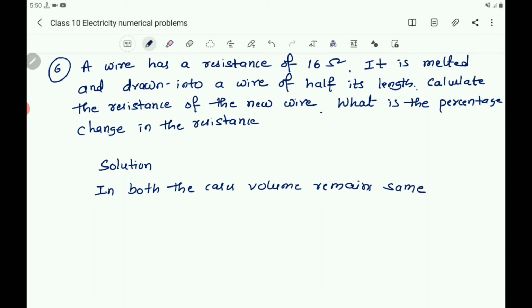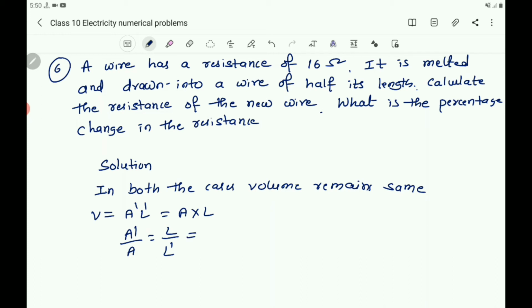Volume remains the same. Again you take the same A dash, L dash, and A and L. Then volume equals the same formula: A dash L dash, that is new area into length, equals original area into length. A dash L dash equals AL. Area into length is the volume. Write the ratio A dash by A equals L by L dash.